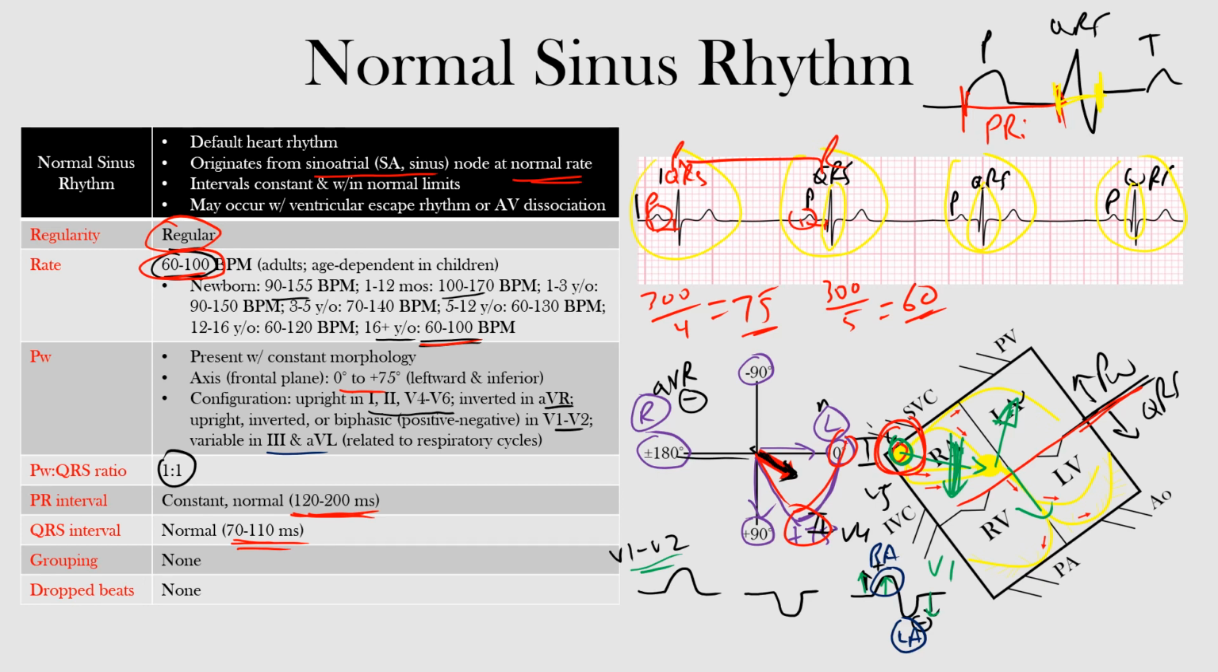Remember, we want to see a 1-to-1 ratio between the P waves to QRS complexes. Okay, 1 for 1 with the P waves preceding that QRS complex. In terms of grouping, we said there's no grouping and no drop beats. Every P wave, every impulse coming from the sinus node will make it through the AV node and depolarize the ventricles. Okay, so no drop beats.